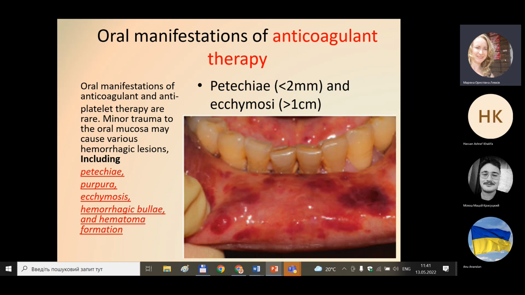And bleeding, hematoma formation. In the case of anticoagulant therapy, if there are problems with blood clotting, the patient takes some medicaments, anticoagulant and antiplatelet therapy. In such patients, minor trauma to the oral mucosa may cause various hemorrhagic lesions, including petechia, purpura, ecchymosis, hemorrhagic bulla, and hematoma formation.